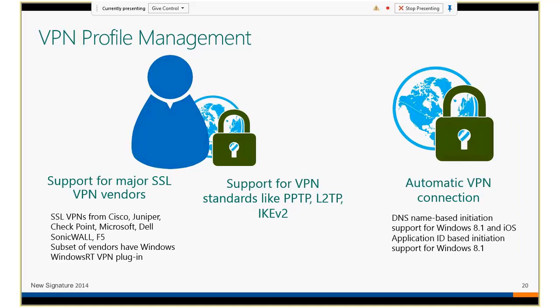So we can designate that when we see traffic that hits a specific DNS suffix, automatically establish a VPN for the user. And this also works on our modern Windows apps as well. So we can identify an app and say, when this app runs, send it through the VPN. So some really powerful stuff there.